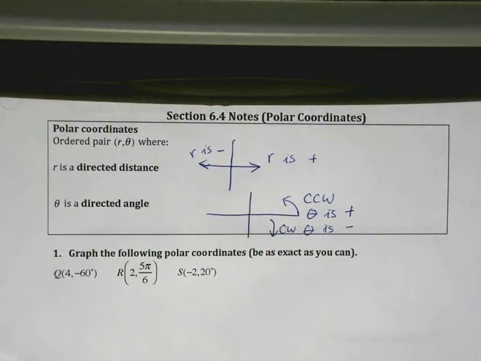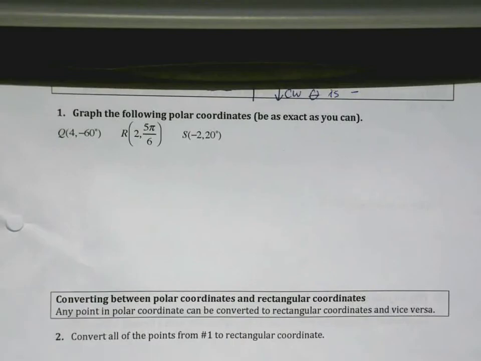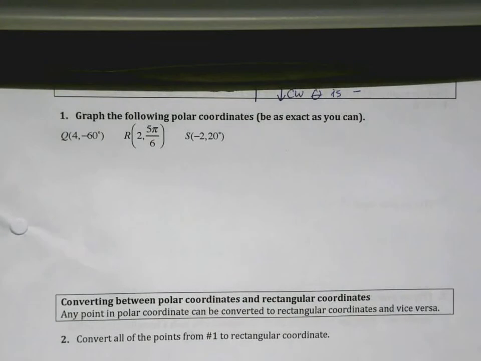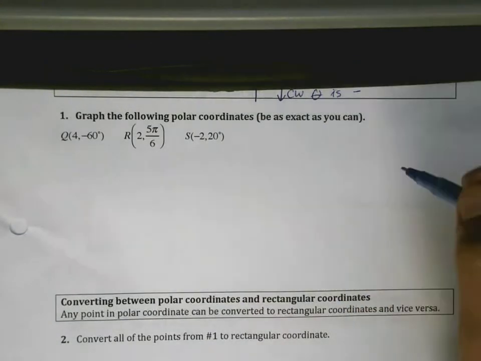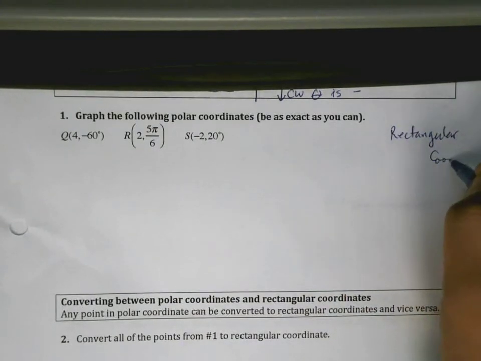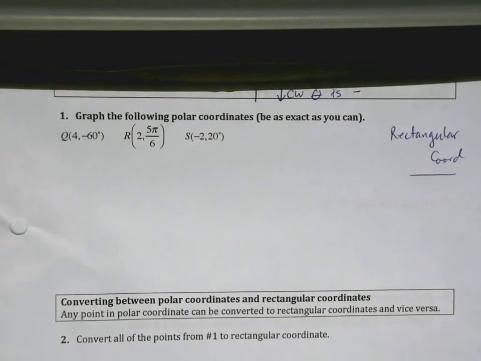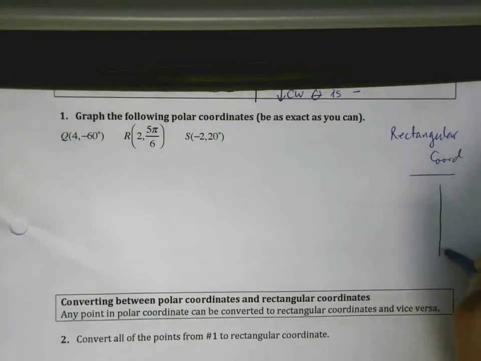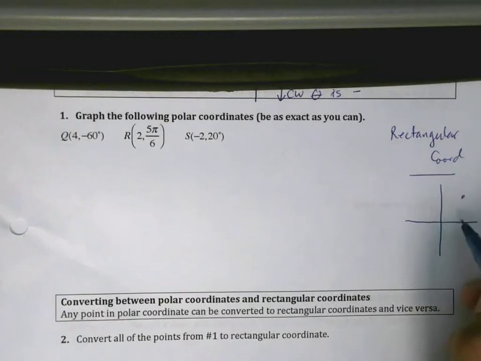Maybe it helps a little more if we take a look at some actual examples rather than just talking about what these numbers mean. It says here, graph the following polar coordinates and be as exact as we can. If you remember, in rectangular coordinates, every time we want to identify a point, we go some distance this way and then some distance this way. But in the polar world, we have to treat things a little differently.